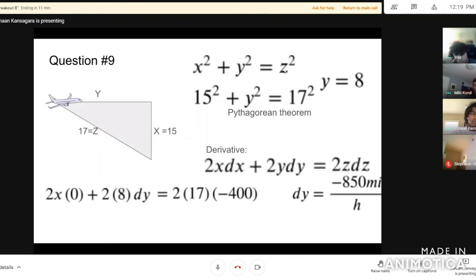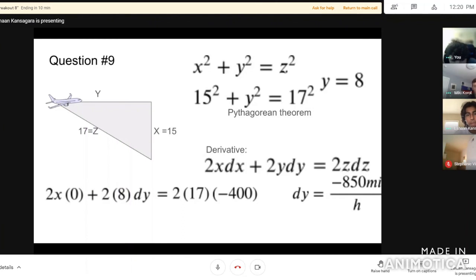For question 9, it gives you the distance from the base station, which you can put as z, and it says it's 17, and it gives you the distance above the base station that the plane flies, and it says it's flying horizontally, so that won't change. So to find y, or the distance horizontally, you use Pythagorean theorem, so x squared plus y squared equals z squared, and the 15 is given for x, and the 17 is given for z. So solve for y, and you get y equals 8.